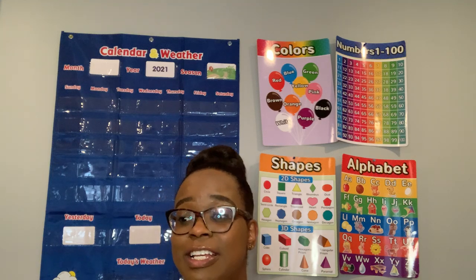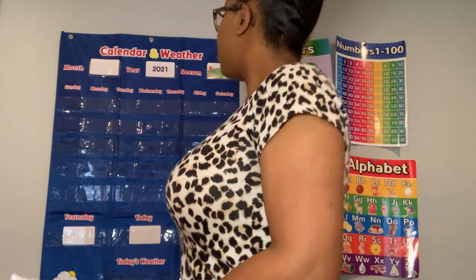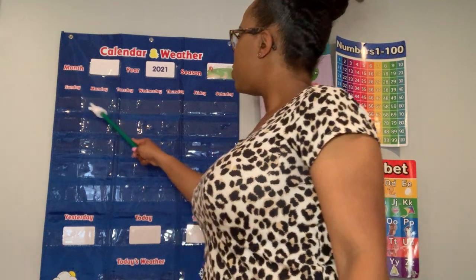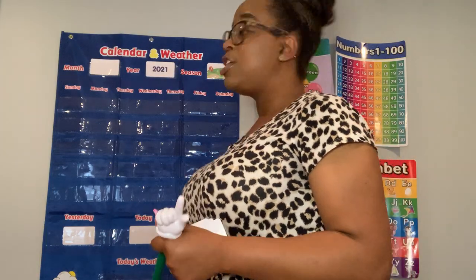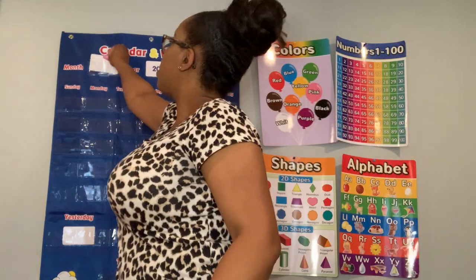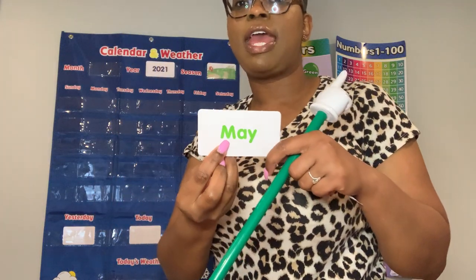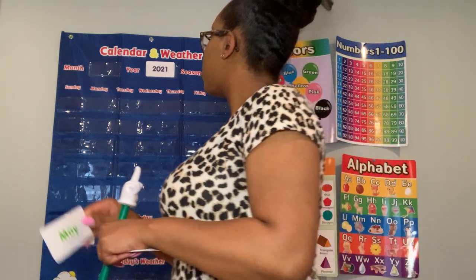All right, let's get started on our day. So let's start with our calendar first. So we've got to look here. I don't know if you noticed, but all the numbers are gone. So that means we're in a new month, and our month is May. So let's spell May together. M-A-Y spells May, and that's our new month.